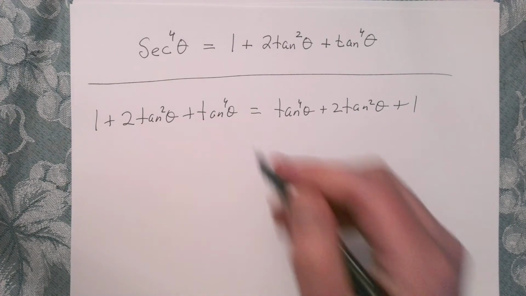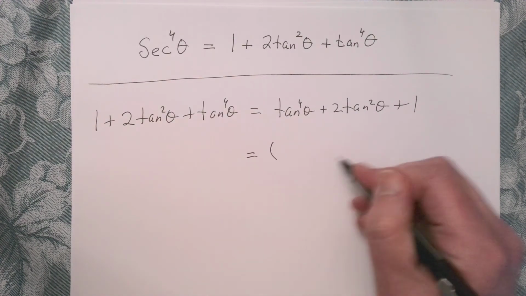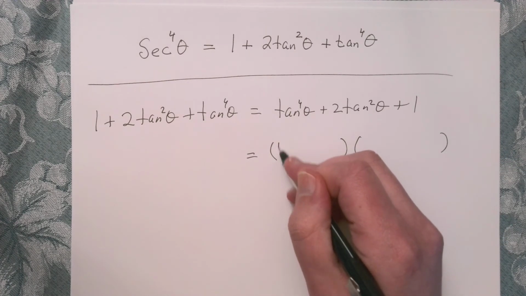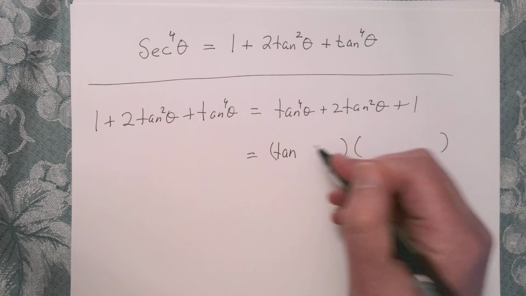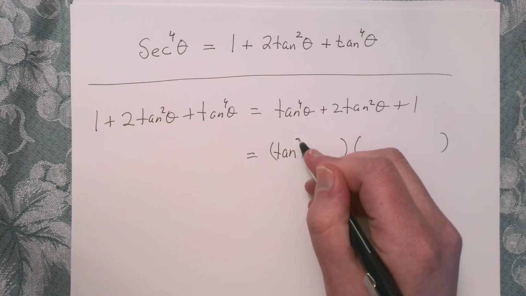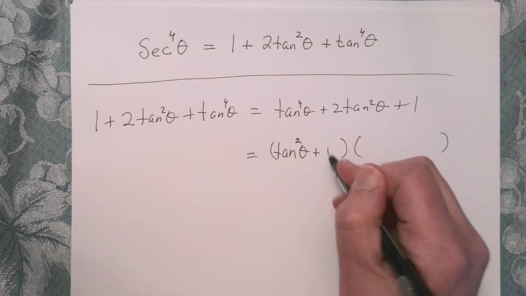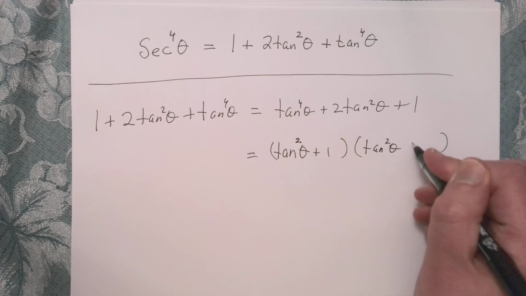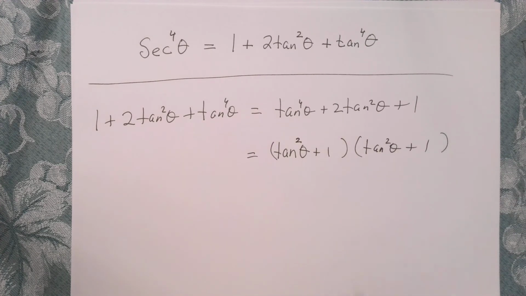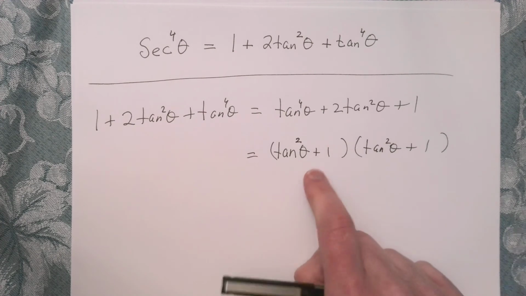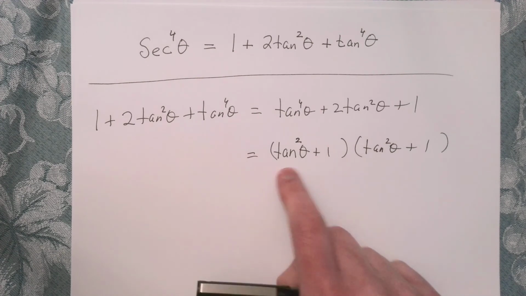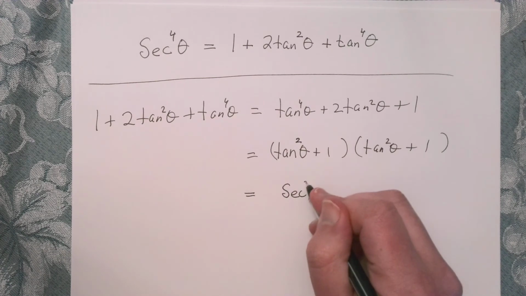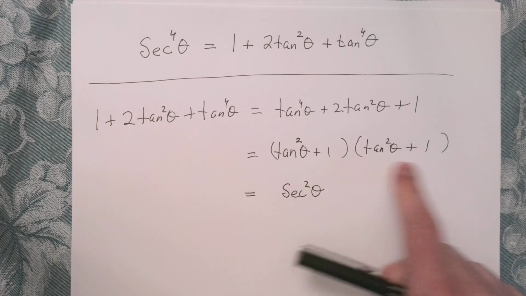So here we have the following. So this is tangent squared of theta plus 1 times tangent squared of theta plus 1. But actually, that's a Pythagorean identity, right? Tangent squared of theta plus 1 is exactly secant squared of theta. And in fact, I have it here as well.